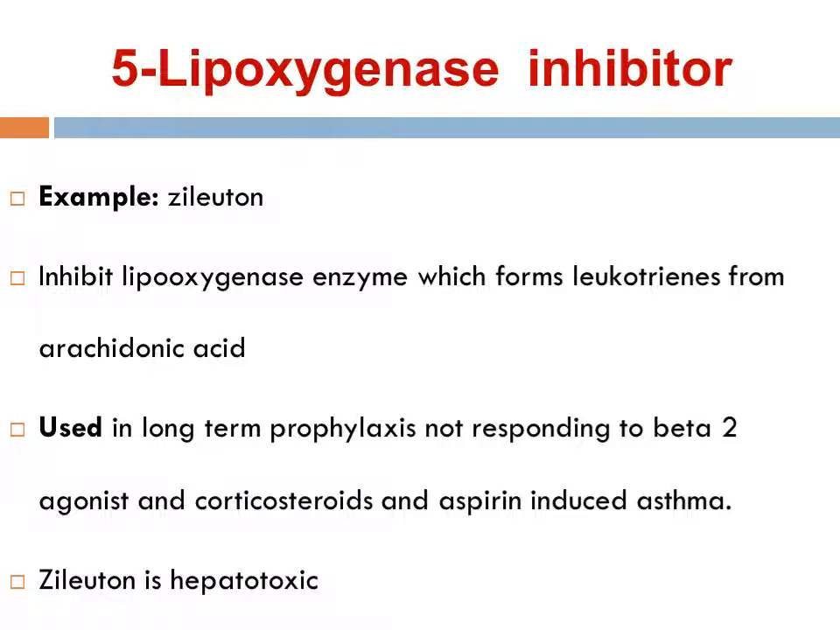In summary, to prevent leukotrienes, we can prevent the formation of leukotrienes by inhibiting the 5-lipoxygenase enzyme, which is responsible for formation of leukotrienes from arachidonic acid, or by blocking the receptors of leukotrienes. Both drug groups are used in long-term prophylaxis, not in acute bronchial asthma. But the two groups are the groups of choice in aspirin-induced asthma. The 5-lipoxygenase inhibitor zileuton is hepatotoxic, but the leukotriene receptor antagonists zafirlukast and montelukast also have hepatotoxic effect.